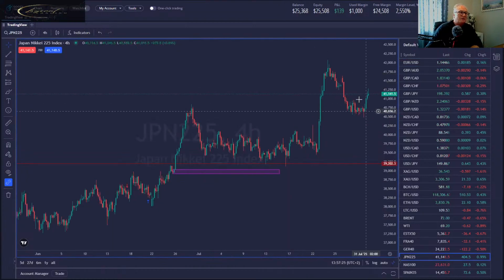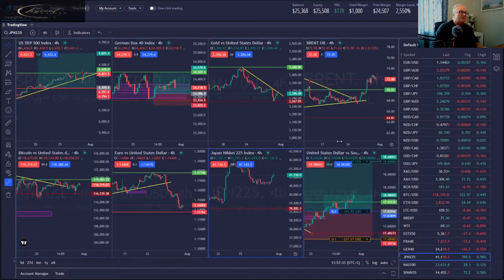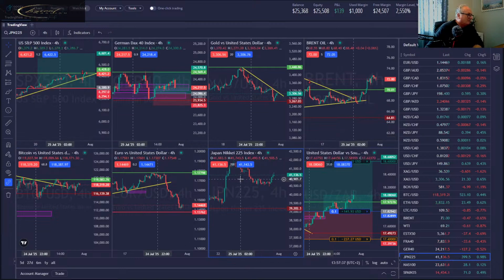was still short this morning, and I'm looking at this and thinking there's a bit of a break of structure there, so it could be going long again. Well, we'll see what happens there.